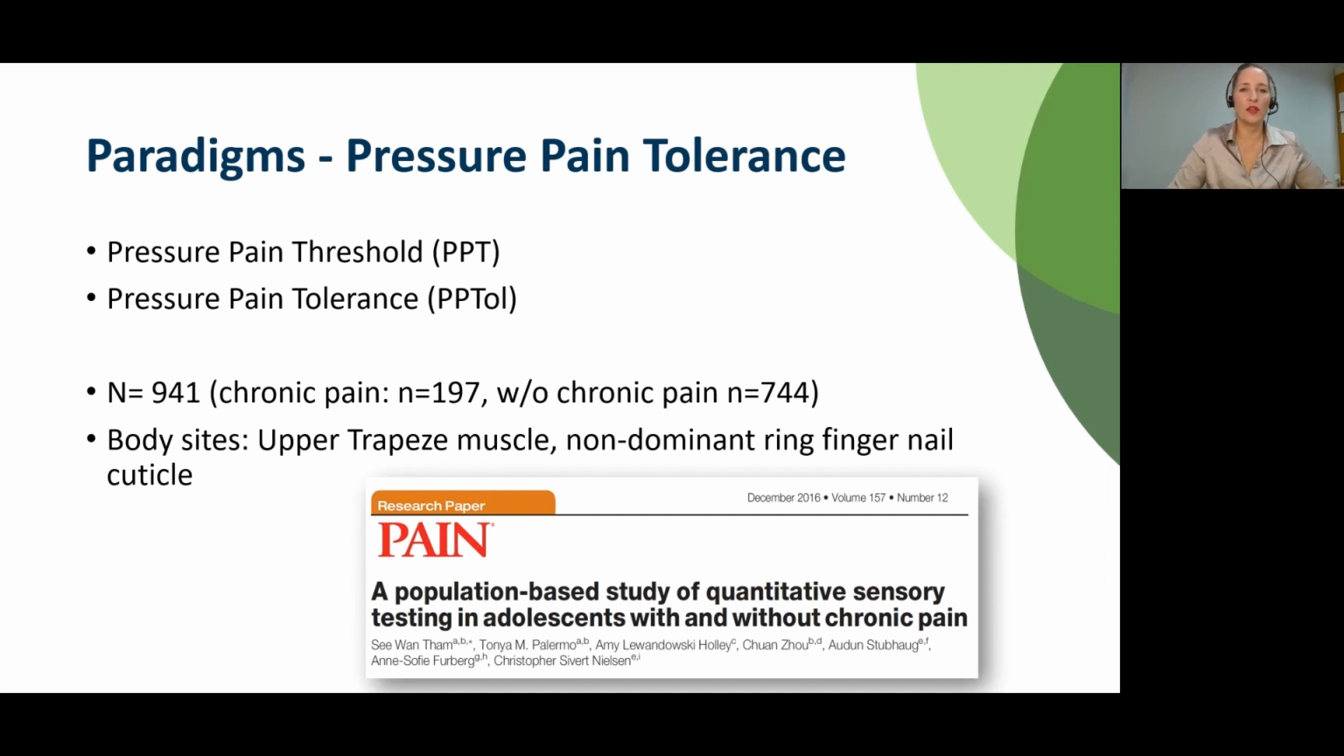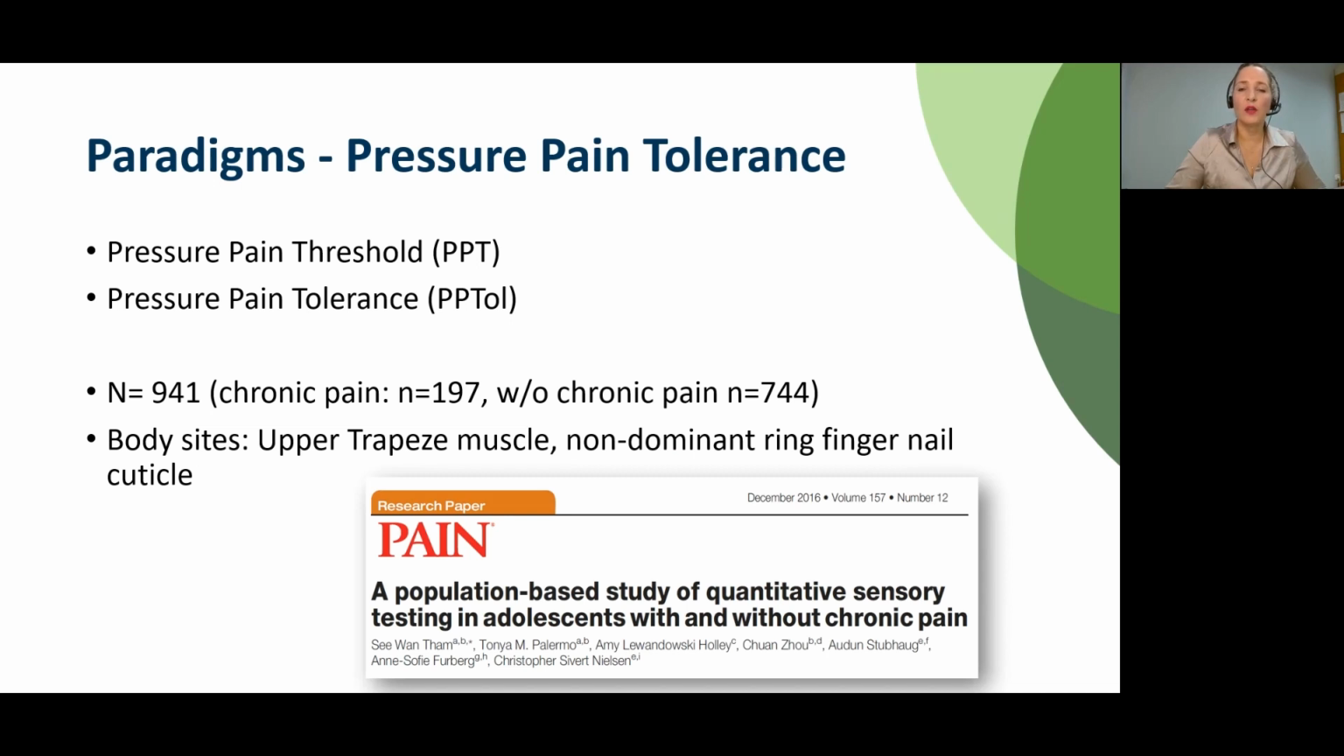Another paradigm that has been used is pressure pain tolerance. And in this huge study, and this is the secondary analysis of the large Tromso study, this is a population-based study of adolescents between 15 and 19 years old, and they compared within that population those that had chronic pain and those that did not have chronic pain. And they tested pressure pain threshold, pressure pain tolerance. They did heat pain threshold with one of our thermal devices, and heat pain tolerance also with one of our thermal devices, and cold pain tolerance with the cold pressor test. And they tested on the cuticle and the upper trapezius.